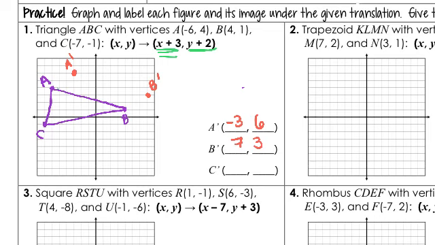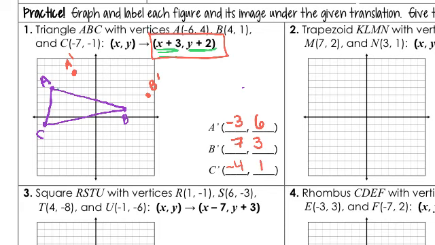Our original location is negative 7, negative 1, and we're going to add 3 because the rule here that we were given is to add 3 to the x value. So negative 7 plus 3 is negative 4. And then we're going to add 2 to the y value. Negative 1 plus 2 is positive 1.